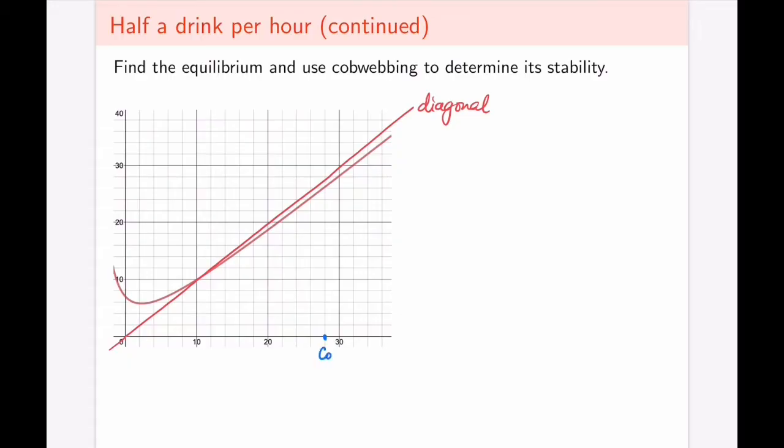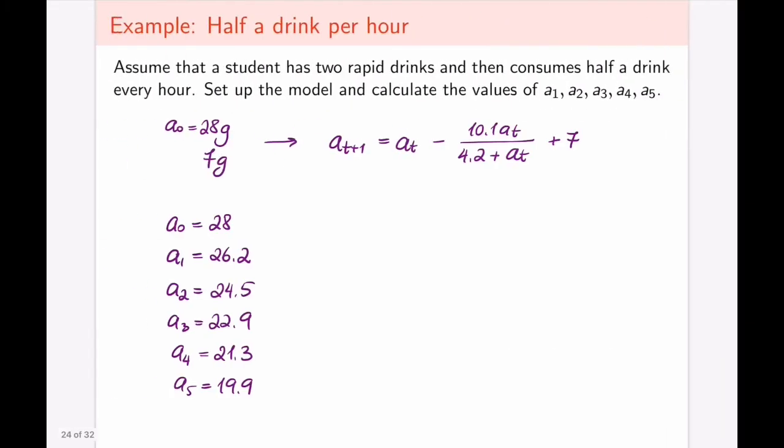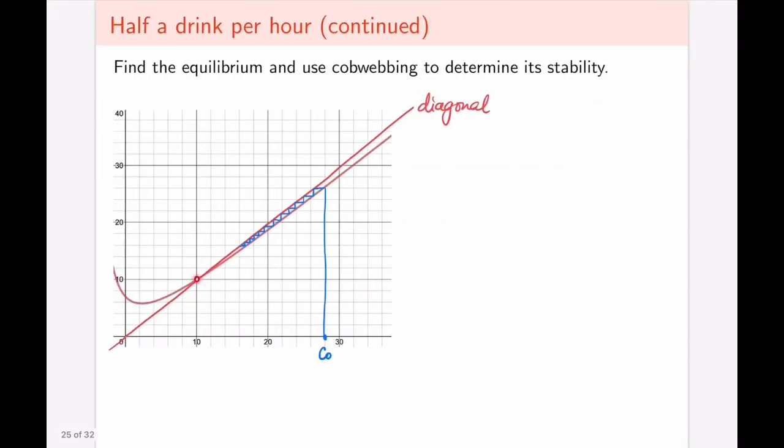This was my A naught, and the cobwebbing suggests that we go up to the function vertically, then to the diagonal horizontally, to the function, to the diagonal, to the function, to the diagonal. And stepping in this way for a very long time, you notice that just like in our data, the changes are really small, so it's going to take a while to get to the equilibrium here, but you will be converging towards this as an actual eventual equilibrium. What the graphing method does tell you, especially if you use things like Desmos so your graphs are pretty accurate, is whether or not the equilibrium is stable.